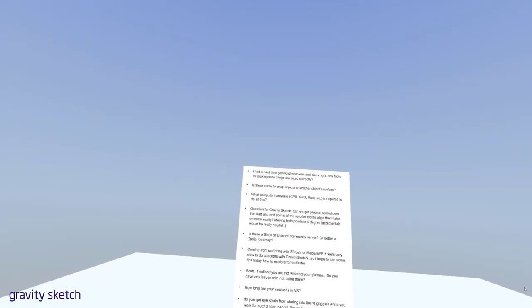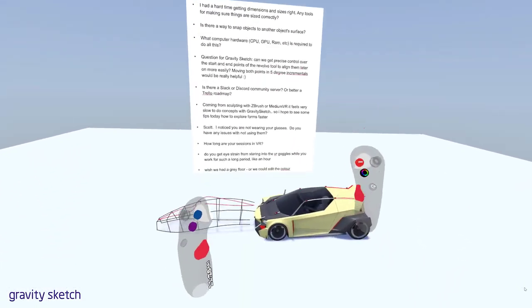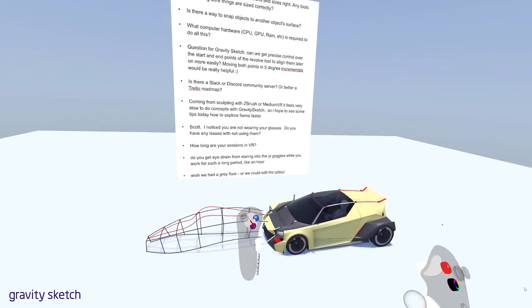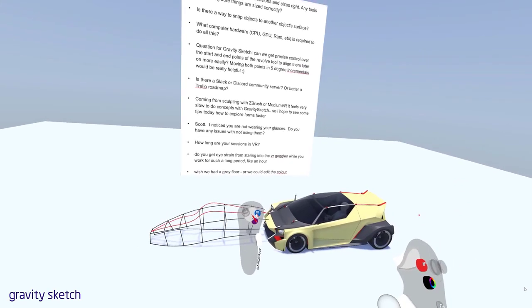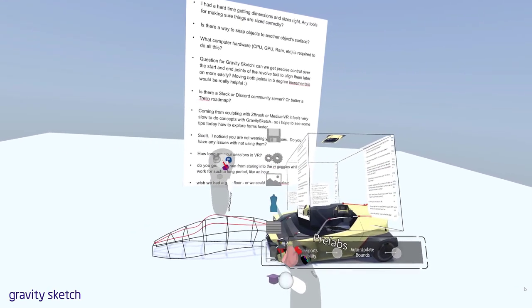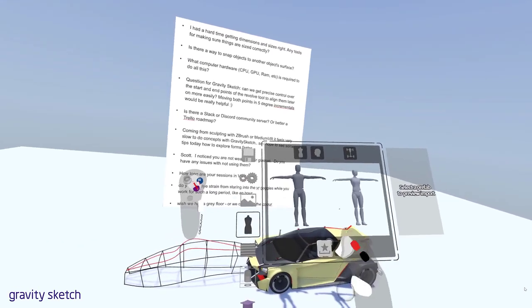I had a hard time getting dimensions and sizes right. Any tools for making sure things are sized correctly? Okay, what I tend to use are three things, actually. You can use the prefab library. And so let's say I could make a cube.